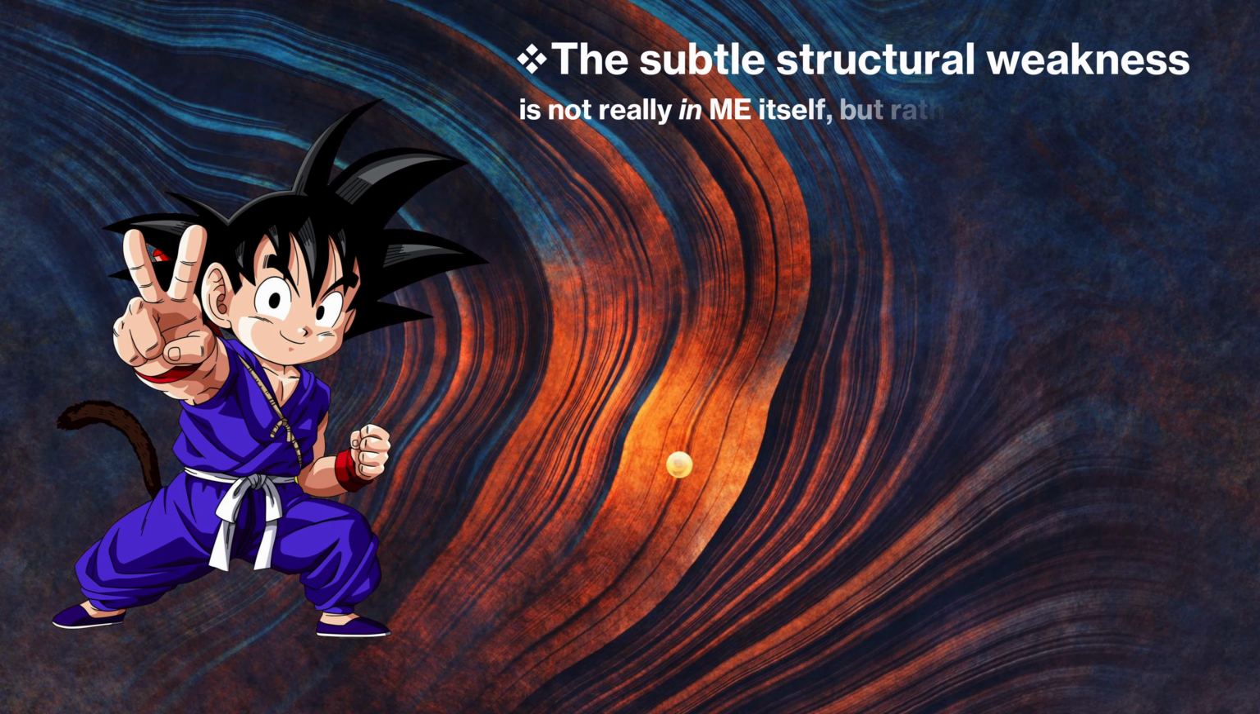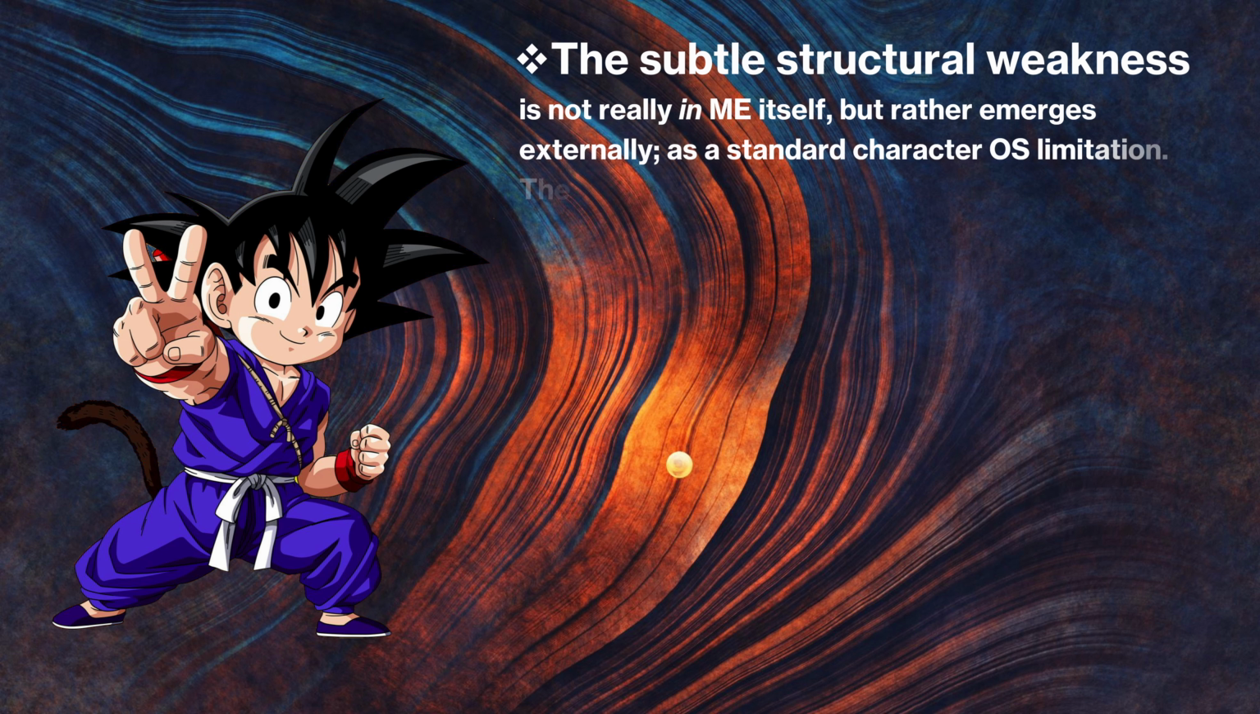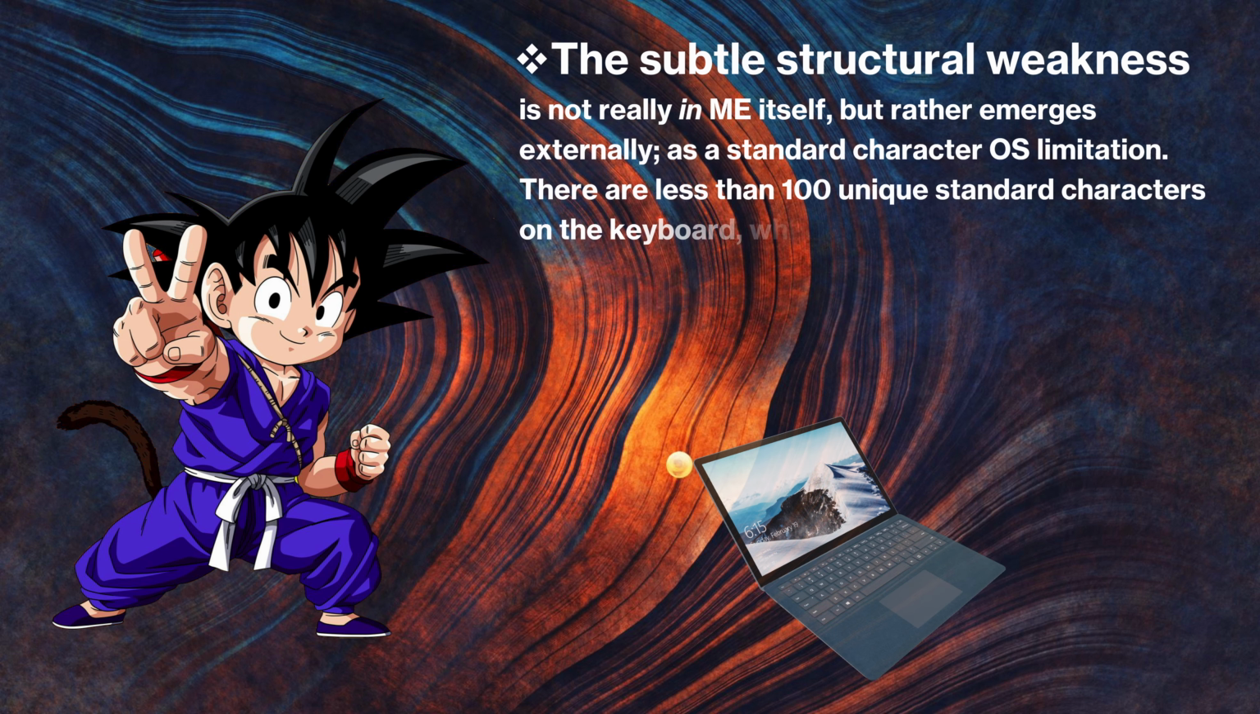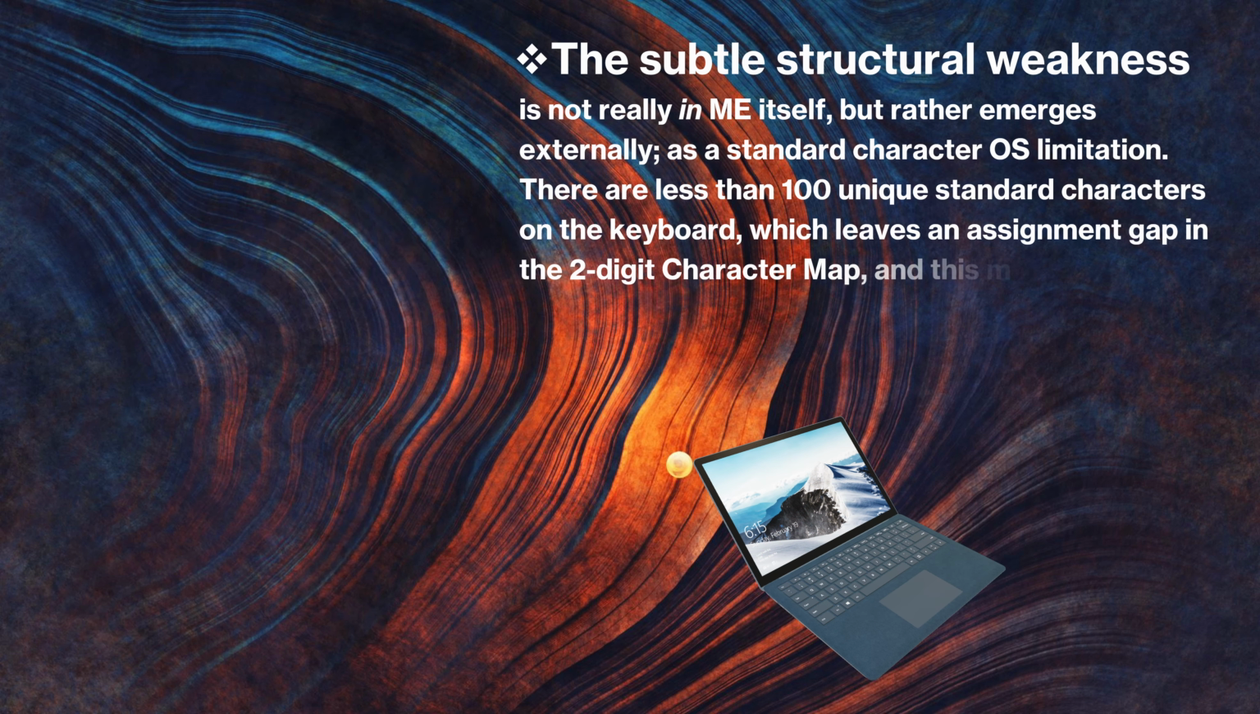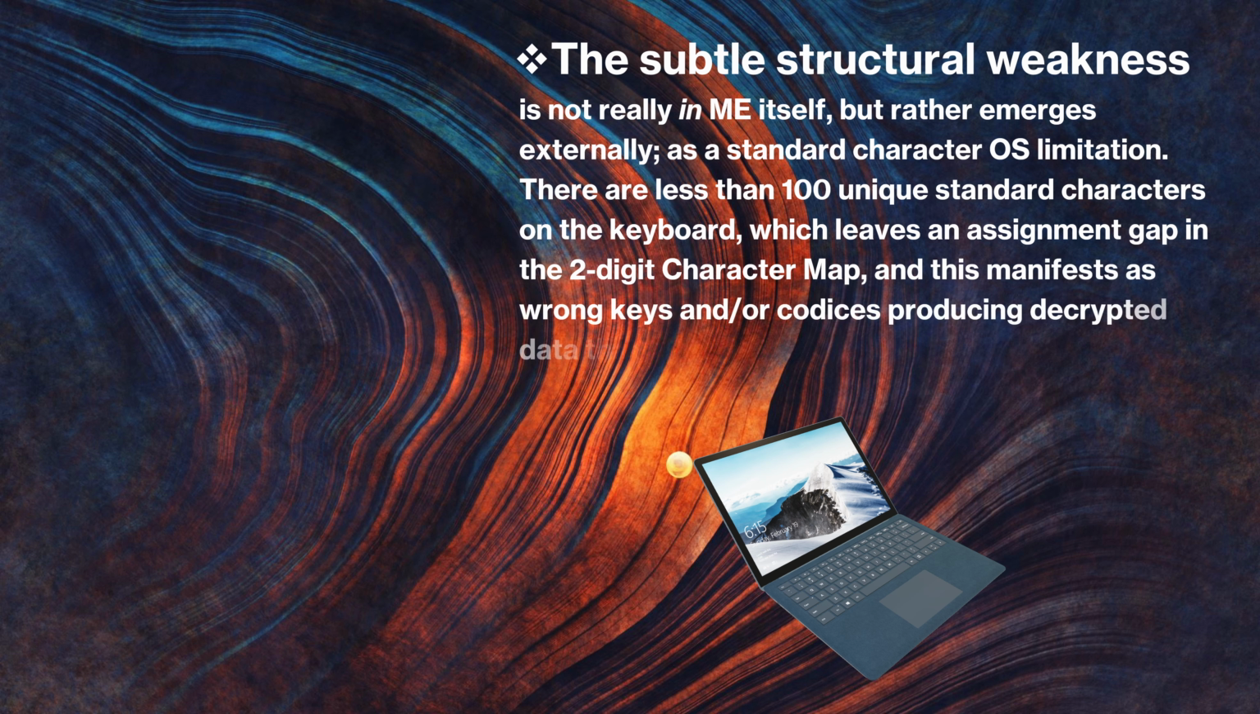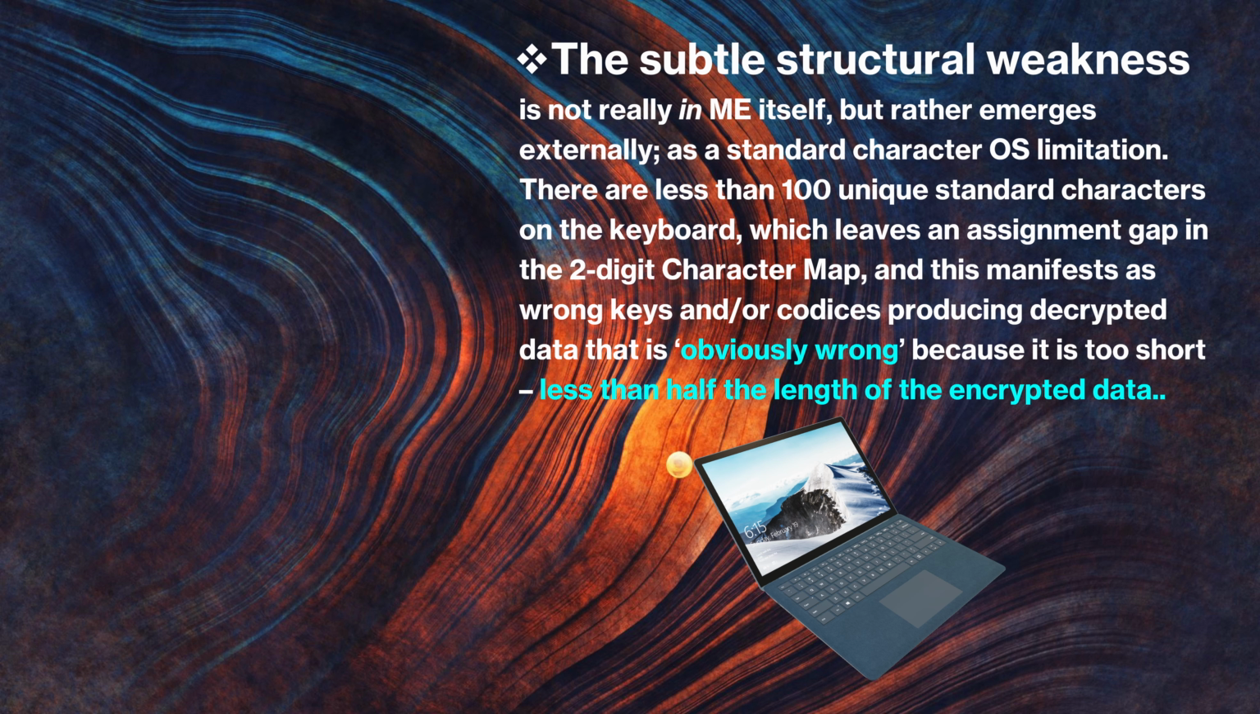The subtle structural weakness is not really in matrix encryption itself, but rather emerges externally as a standard character operating system limitation. There are less than 100 unique standard characters on the keyboard, which leaves an assignment gap in the 2-digit character map. And this manifests as wrong keys and/or codices producing decrypted data that is obviously wrong because it is too short, less than half the length of the encrypted data.